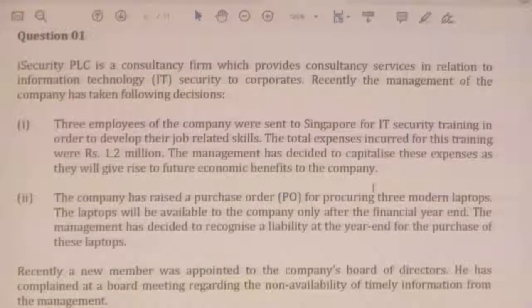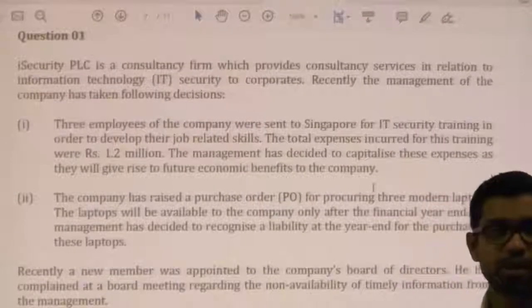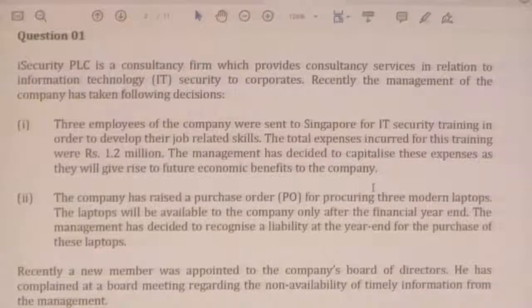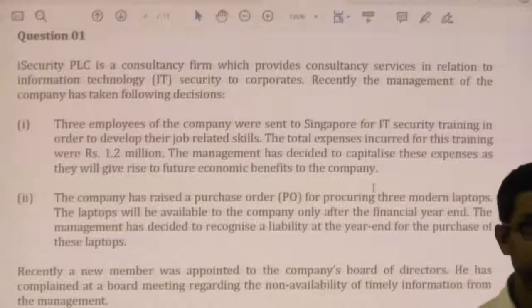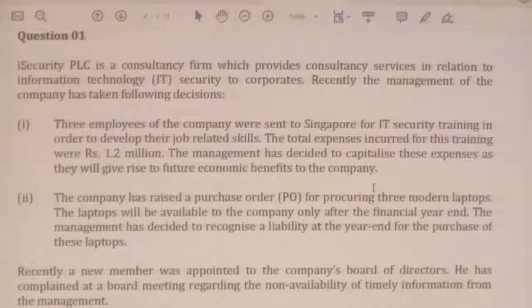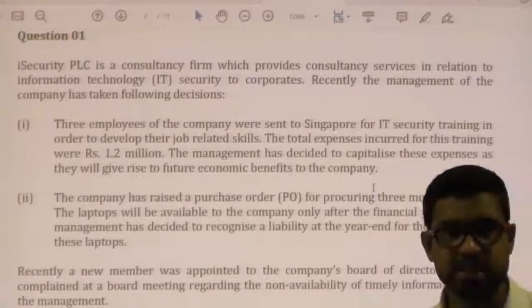So very simple question, but you should know the real definition of an asset. If you don't know the definition of asset, if you misinterpret it, you might not be able to answer this question. So understand it. All other criteria has met. It's a resource as a result of past event. Economic benefit will flow to the entity in future. So fine, but the problem is what? It is uncontrollable. Therefore, you can't recognize this as an asset.